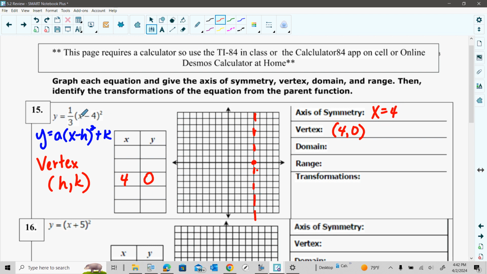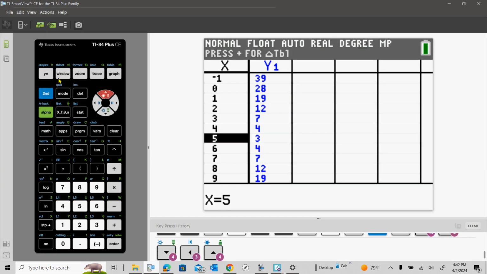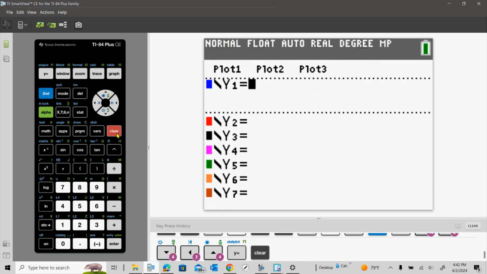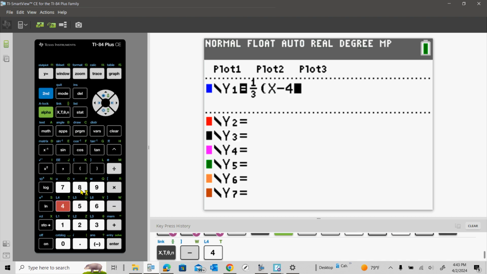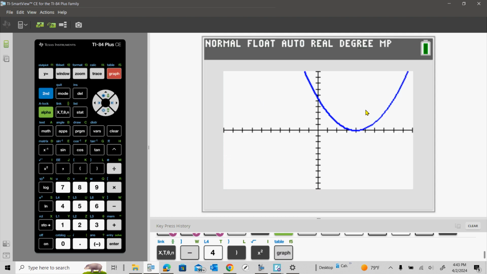So we're going to get this in the calculator so we can fill in our table. And the thing we have to remember on a problem like this, okay, so y equals 1/3, that's alpha. Y equals, to get my fraction box, a 1 on the top, 3 on the bottom, arrow to the right to open up that parentheses, x minus 4, close the parentheses, square it, and then when we go to graph, yep, we see it. That's kind of what I have as where my vertex is.